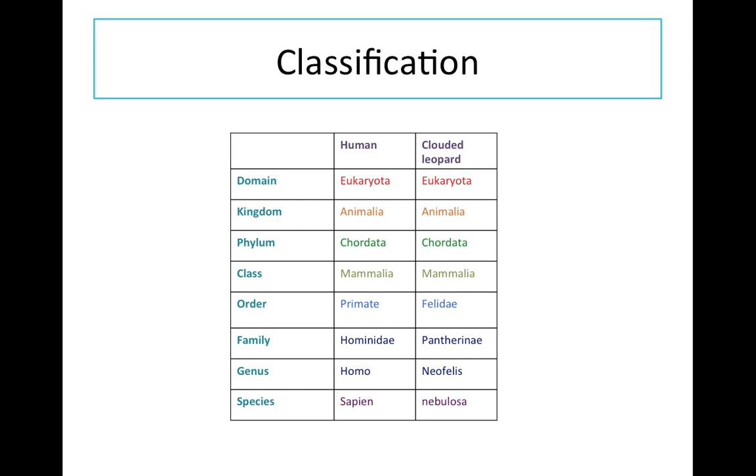So I just put the full classification of the clouded leopard up, and I also put the human one up so you can compare. We share all of the classifications up until class, so we are both mammals, and then obviously we start to split off: we are primates, they are Felidae, and we work our way down that way. So Neophelis nebulosa is our clouded leopard, and Homo sapiens is obviously ourselves. That's just an example of a classification of our clouded leopard.